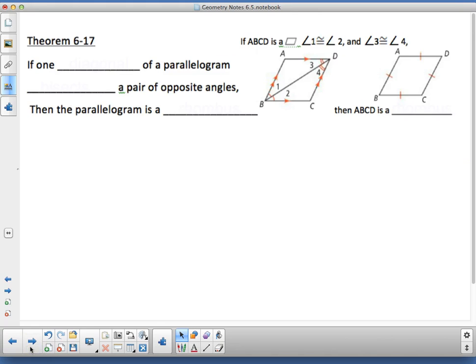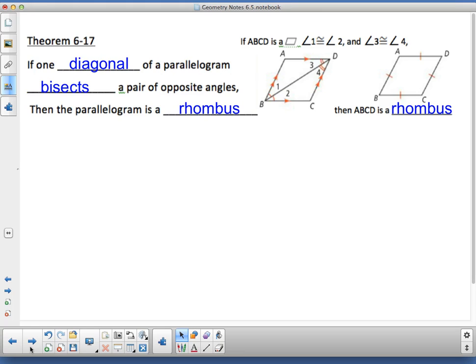Now, in theorem 6.17, another property. If one diagonal of a parallelogram bisects a pair of opposite angles, notice how this is one diagonal. Now that's all I have to do. If I know it's a parallelogram, only one diagonal is needed to bisect the opposite angles it comes from, or goes to, I should say. Then the parallelogram is a rhombus. So if I know that ABCD is a parallelogram, and angles 1 and 2 are congruent, and 3 and 4 are also congruent, then I know it's a rhombus.